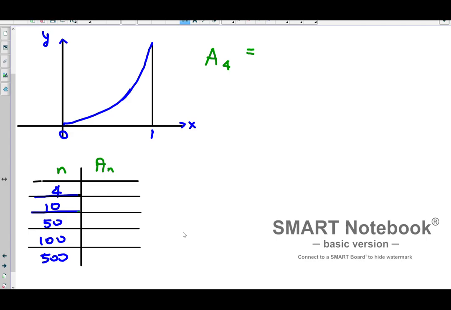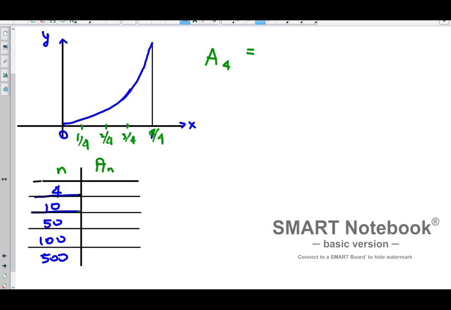So right now with 4 rectangles, we're going to take the region from 0 to 1 and divide it into 4 subregions. So I have half and half of that on this side, half of this region on this side. So I have 4 regions of equal length: 0, 1 over 4, 2 over 4, 3 over 4, and 4 over 4. So instead of 1, I'm writing 4 over 4.